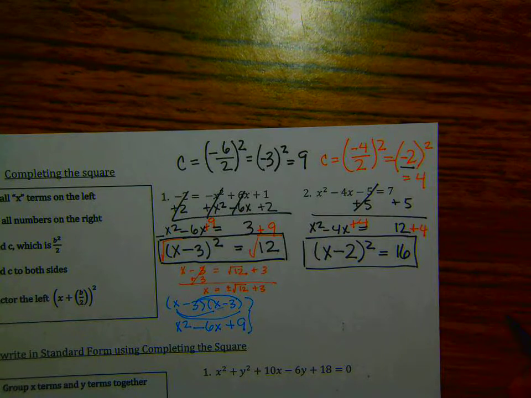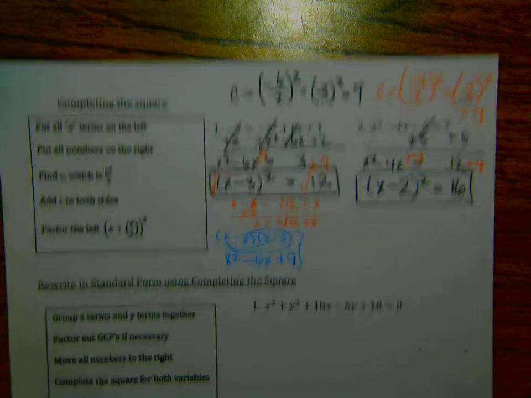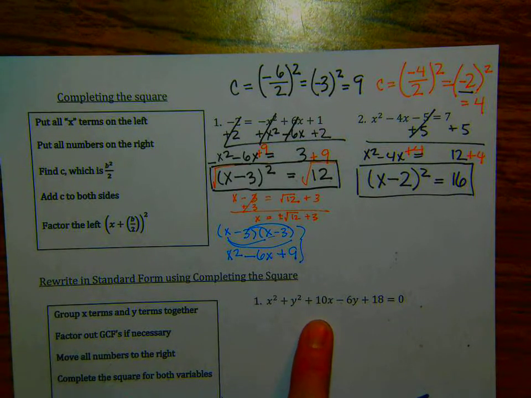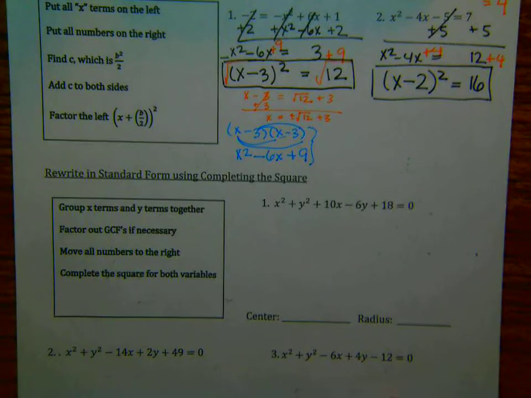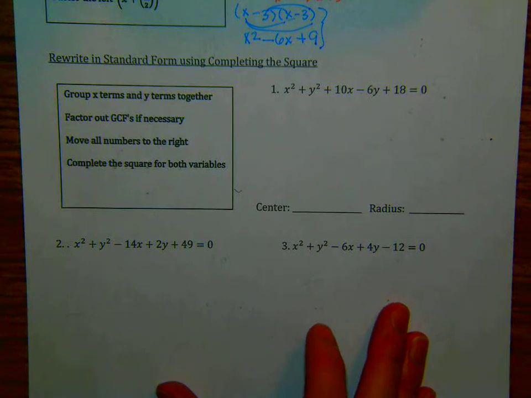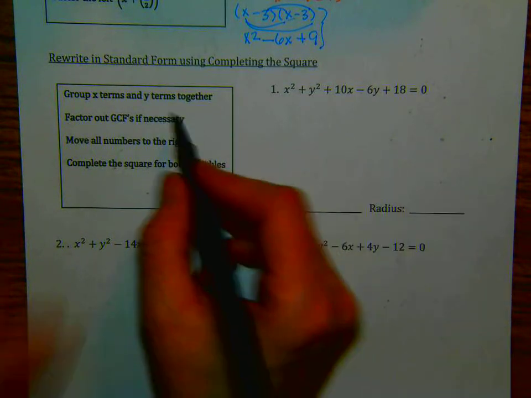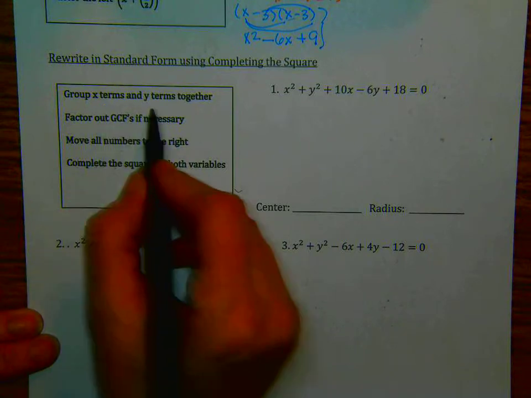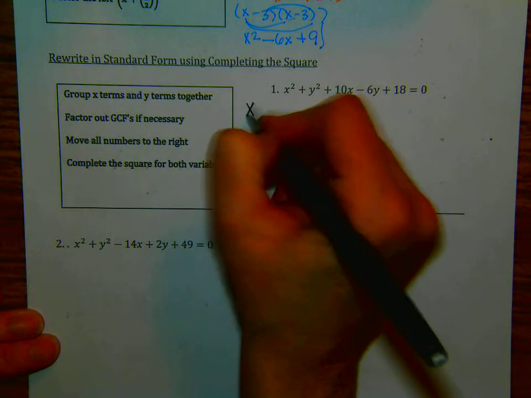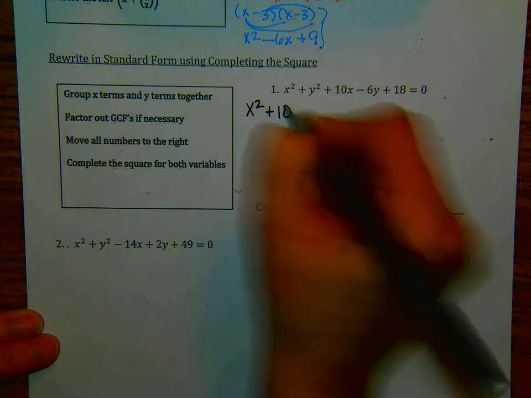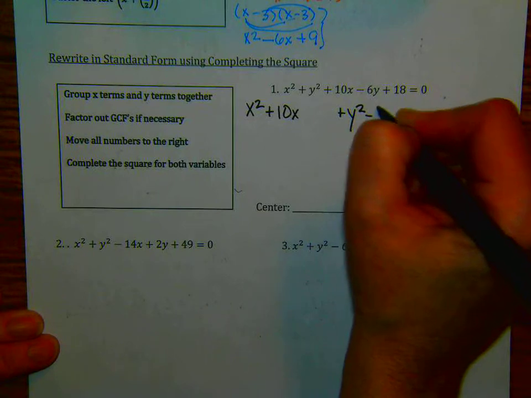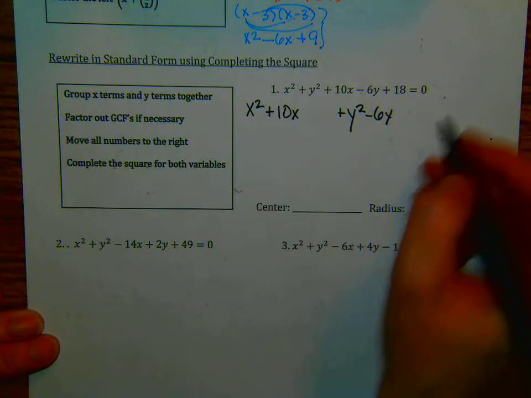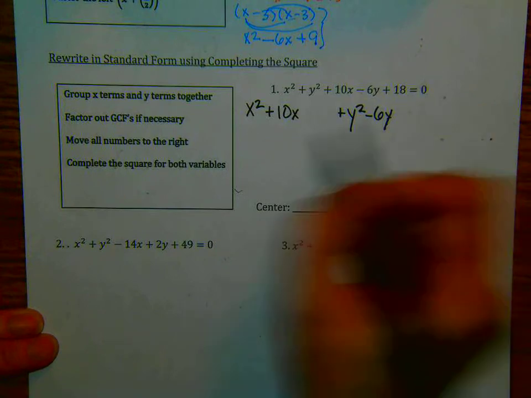Okay? All right, now why are we doing this? Because we need it when we are rewriting our circle problems in standard form. Okay? So here's what we do with that. Let's move this up. We're going to use this to write circles in standard form. Here's what we do. Group x terms and y terms together. So here's how we do that. X squared, and we take our next x term. We're going to leave some space. Then we're going to put y terms. Y squared minus 6y. And we've got our x terms and our y terms together.